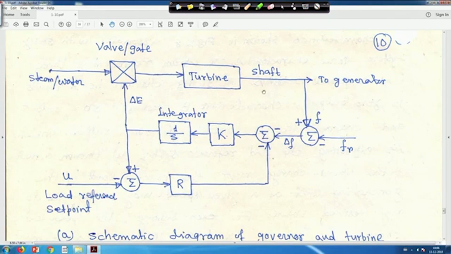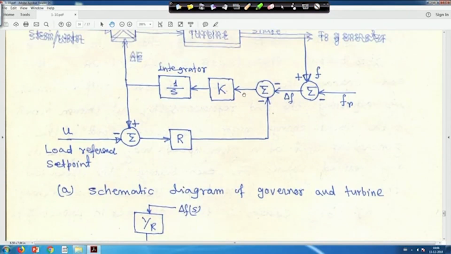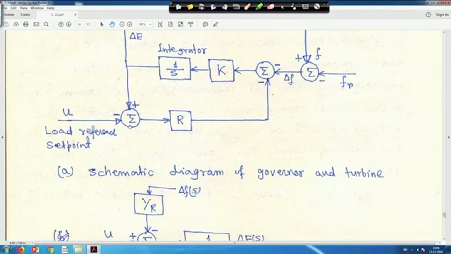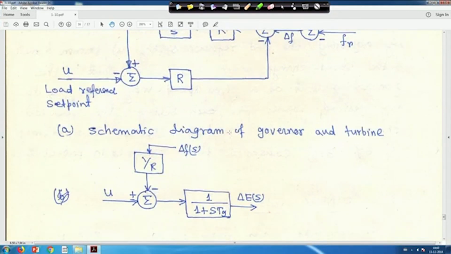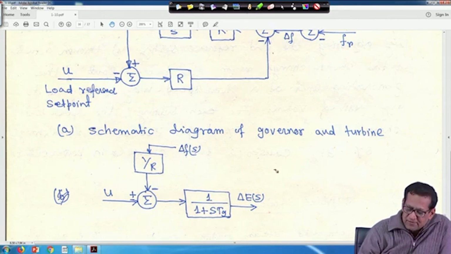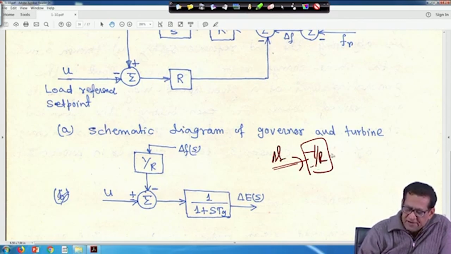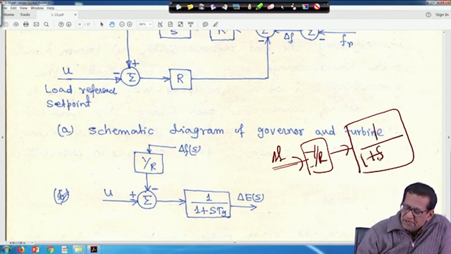So, the schematic diagram, governor and turbine, right. Now, if this u is there in the previous diagram, when we reduce this one, it was like this. Now this u is added, right. In the previous diagram, we had minus 1 upon R, this was delta f, and this one is 1 upon 1 plus s T_g, and this is delta E s, or delta E.